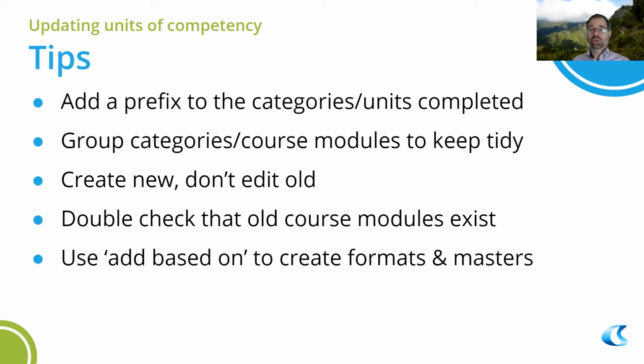And whenever you do create these new records, where you can't do it for categories or for course modules, but for formats and masters, and in fact, course descriptions, if you need to create them, you can use the add based on. So add based on this course master, add based on this format, and you effectively duplicate it, and then you can make modifications to it. And it's a complete new course master, but it doesn't mean you have to enter all the records in. It's actually a really good way of getting through it quite quickly.